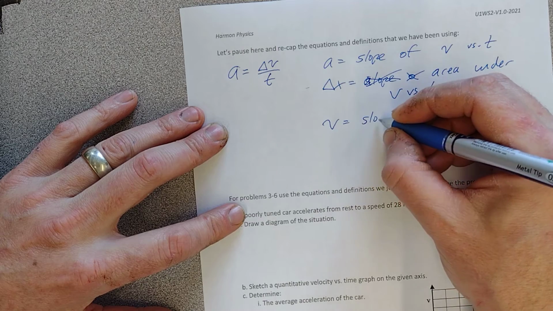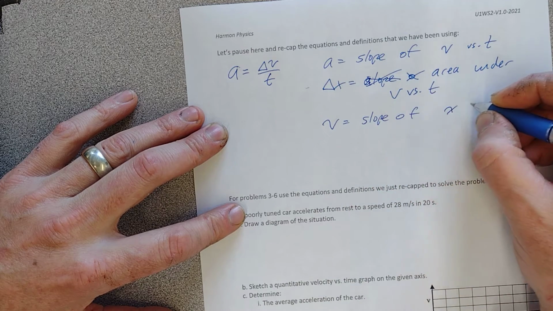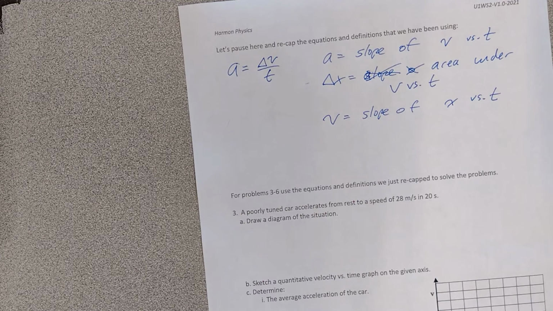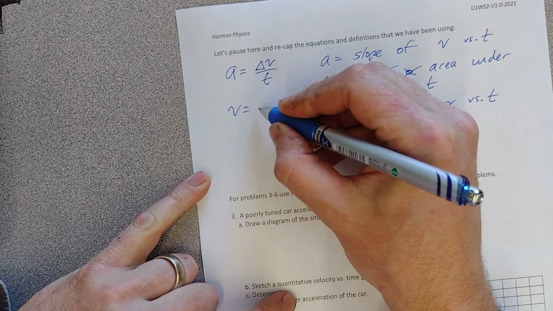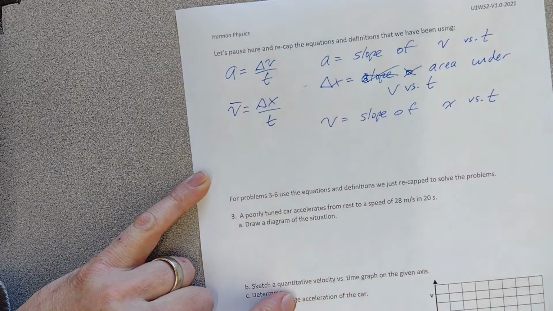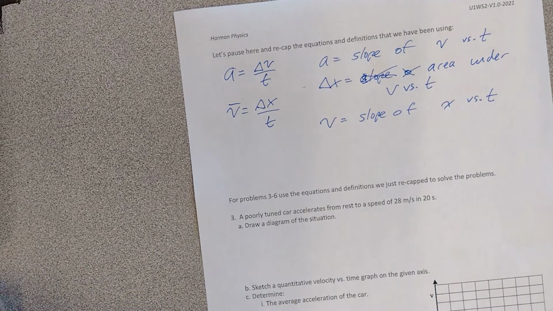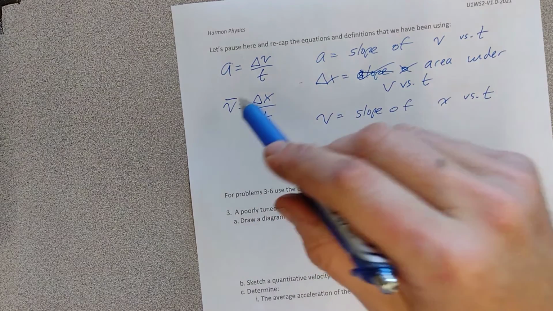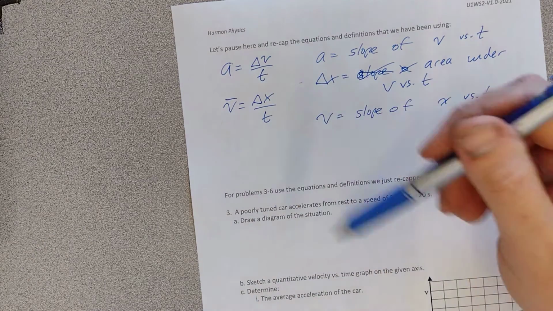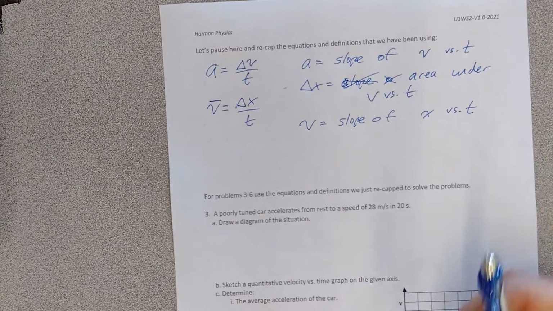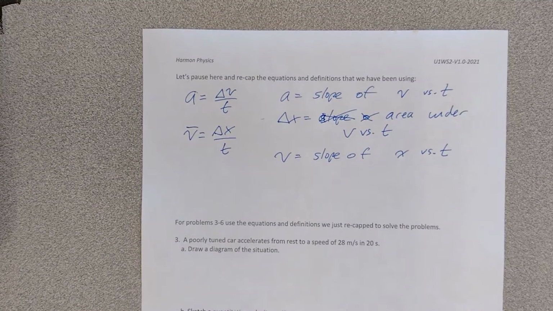v is slope of x versus t. Yeah, and we got v equals delta x over t. Technically, this is average velocity now. We really need to make sure we call it this because we have accelerations going on here. It's average velocity equals displacement over time, so we'll be good to go there. And we'll pick this up later. Good timing.